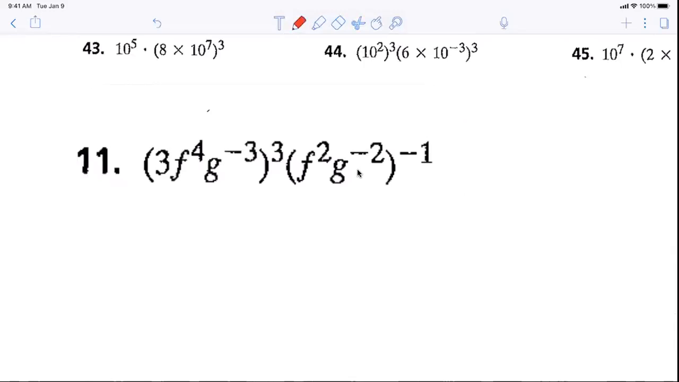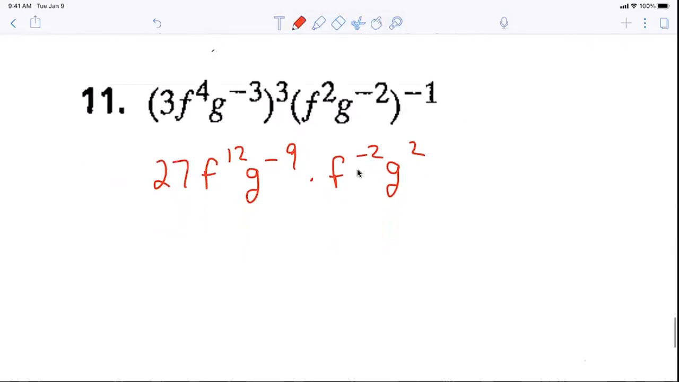Tell me. So for the first one, you have 9 times. Why 9? Because you do 3 times 3. Oh, wait, no, it's 3 to the 3rd, so 27. Thank you. And then what? Times f to the 12th. Good. And g to the negative 9. Beautiful. And what's the next one? F to the negative 2 and g to the 2. That's good, man. You're almost perfect. Go. Okay, so then you'd have 27 times f to the 10th times g to the negative 7. And final answer. That's really good.